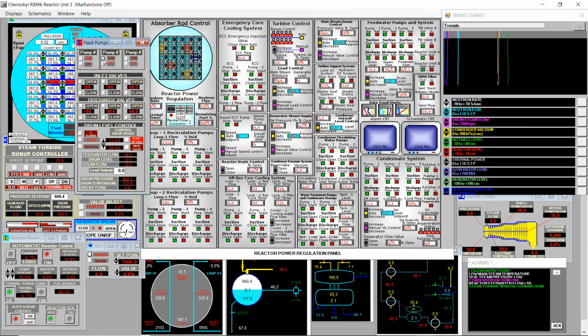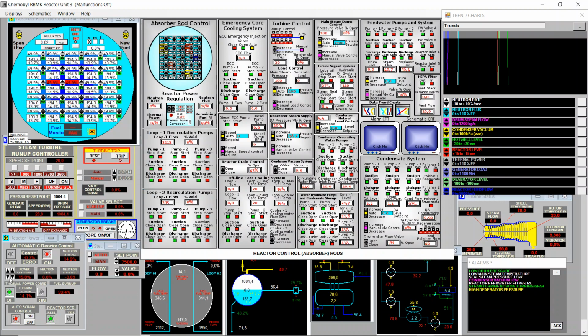So now I will switch on the second pump and I will open the discharge valve. And theoretically, this should allow us to go a bit further in reactor power. Let's set it to 20.